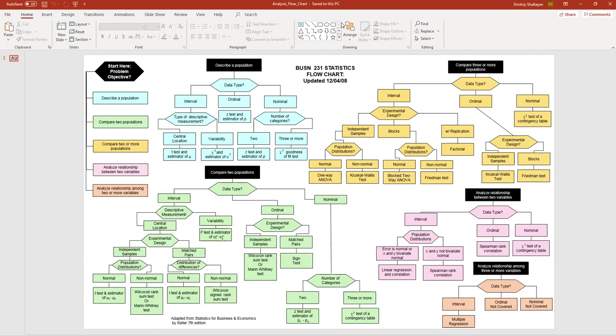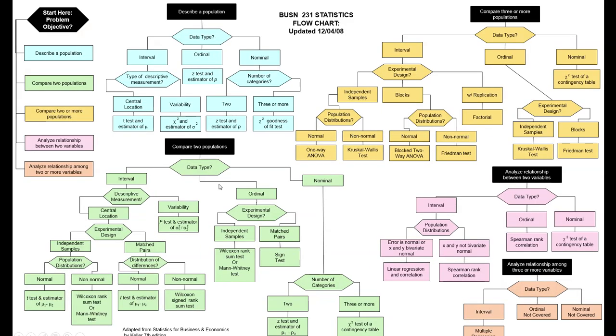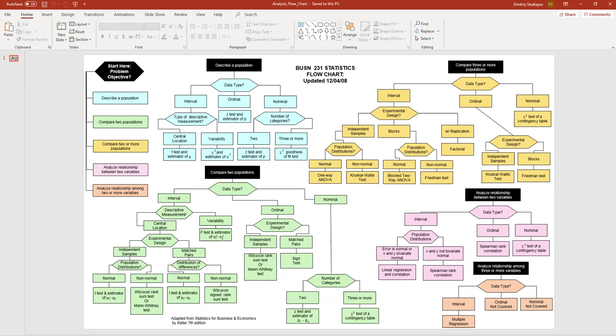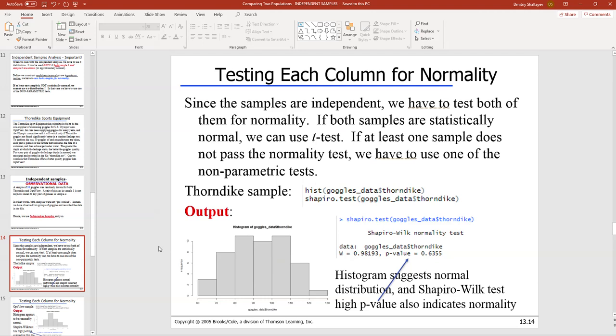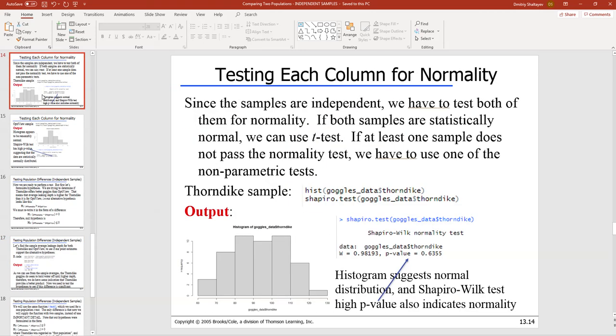So what does my flowchart say? All right, so I was here, right? Interval data, central location, independent samples, normally distributed data. Now I'm good to use the t-test for mu1 minus mu2. So now let's go ahead and actually formulate our hypothesis, ladies and gentlemen, right? What exactly is it that we're testing? Okay, so independent samples, right? Both samples were not pre-matched, so one pair of goggles is not hand matched with another pair of goggles, hence we have independent samples. All right, so we did the normality test for sample 1, for sample 2.